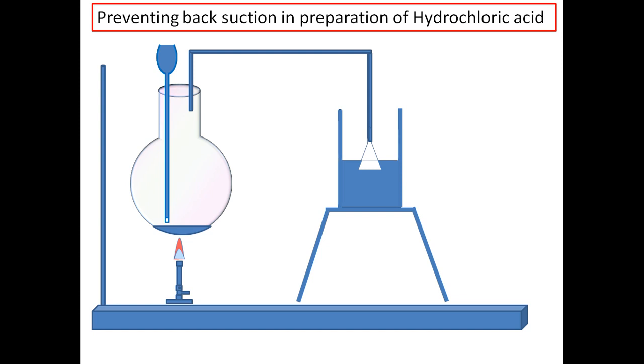When this hydrogen chloride gas comes in contact with the water in the jar, it tries to dissolve in the water. The small amount of water, which is capable of dissolving a large amount of gas, absorbs the gas and the water tends to rise up in the funnel.